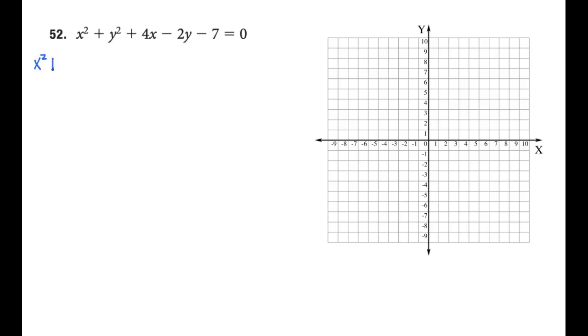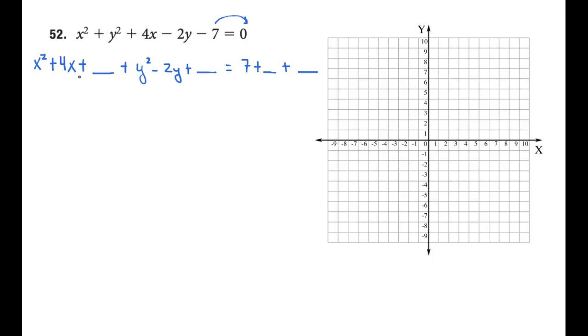So x squared plus 4x, and we want to leave a blank, plus y squared minus 2y, make sure you get your signs right, plus blank equals, and remember we want to get the 7 over to the other side, equals, and we're going to add 7, so we get 7. Don't forget your other blanks because we need to add to both sides. All right, again, I'll change colors so you can see what I'm doing.